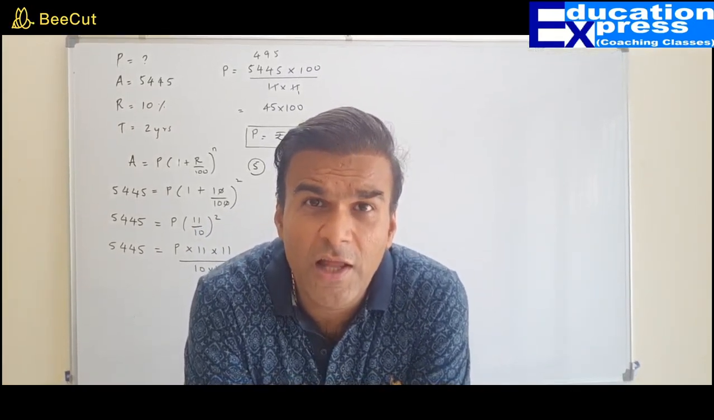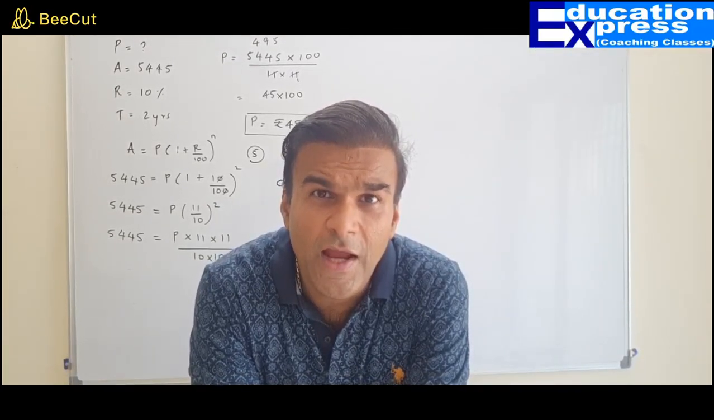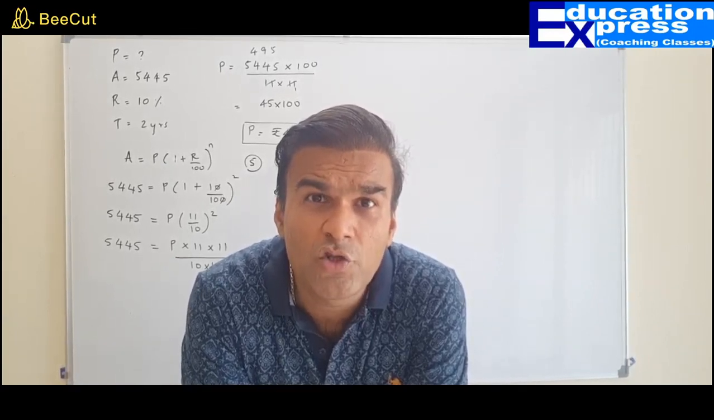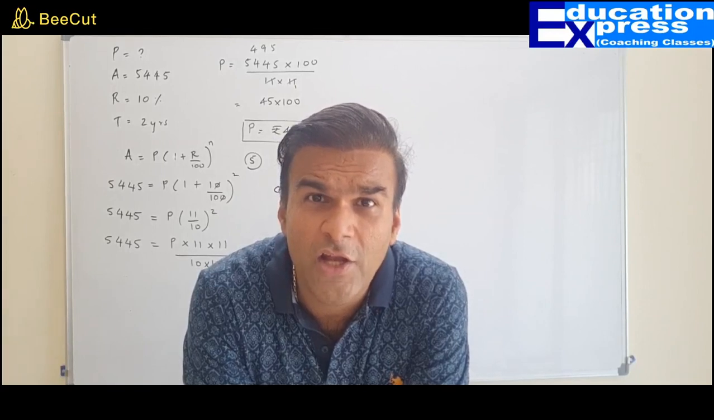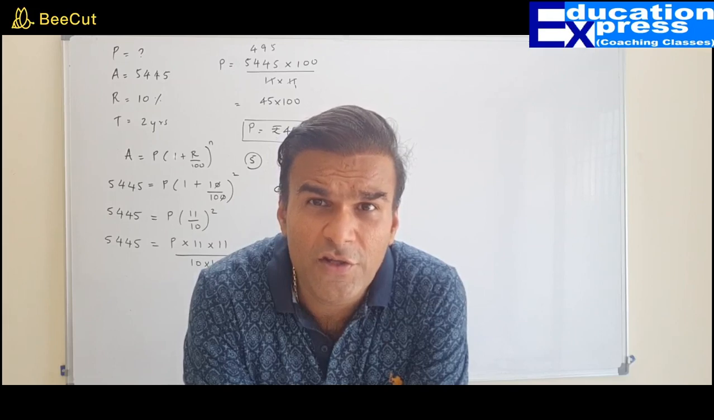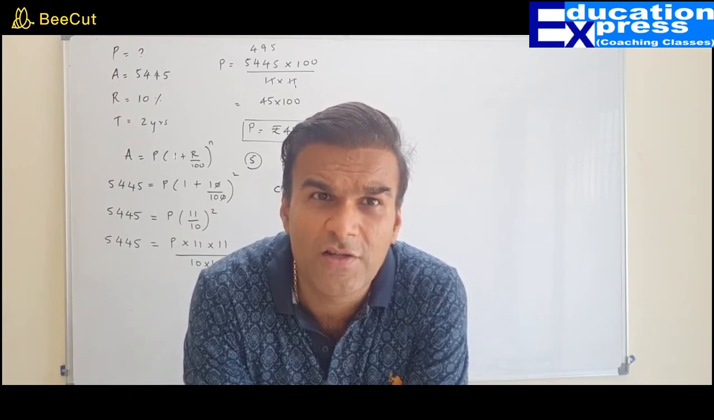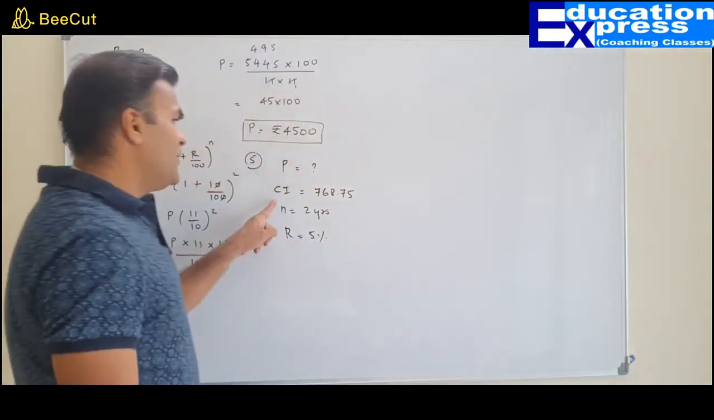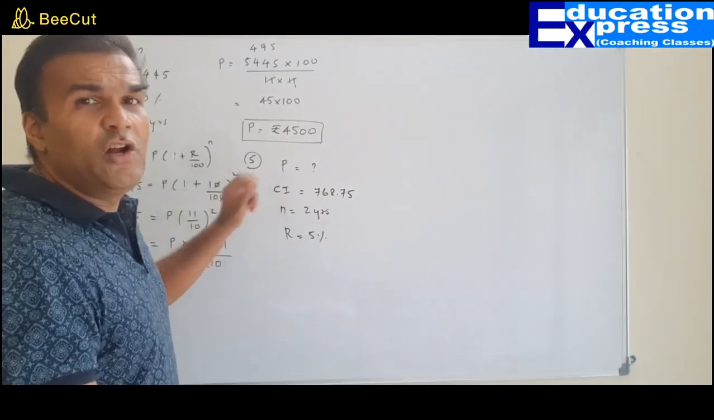They have mentioned that the compound interest on a certain sum at 5% for 2 years amounts to. So when you read and connect all the dots, it makes only one sense, that the compound interest on a certain sum of money at 5% for 2 years amounted to so and so. So they gave me compound interest, N, R, whereas P is not available.